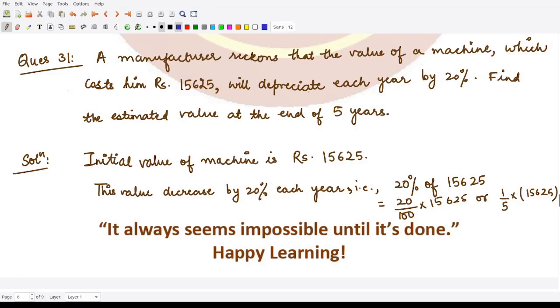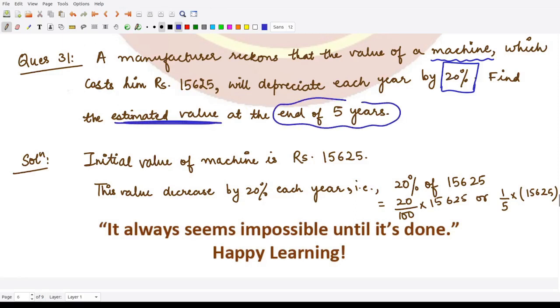So this value will decrease each year by 20% because machines have a decreasing value. Year after year the machine parts wear off and its cost reduces, because new models also appear, right? So this has been reported to be 20%. Now you have to tell what is the estimated value of the machine at the end of 5 years.